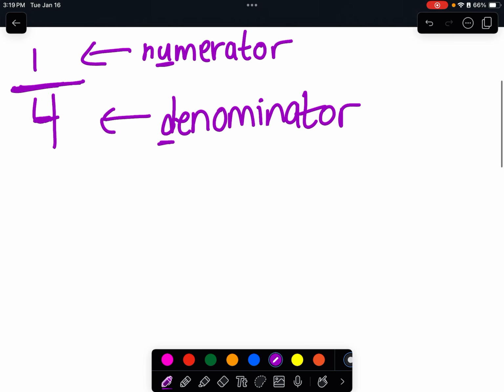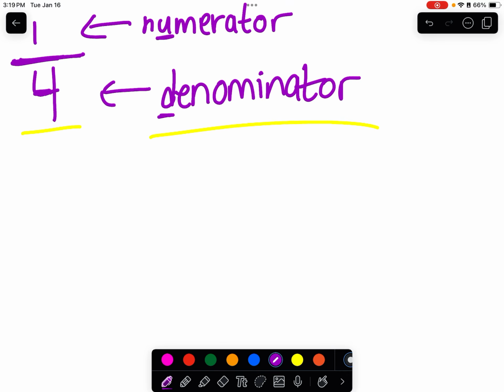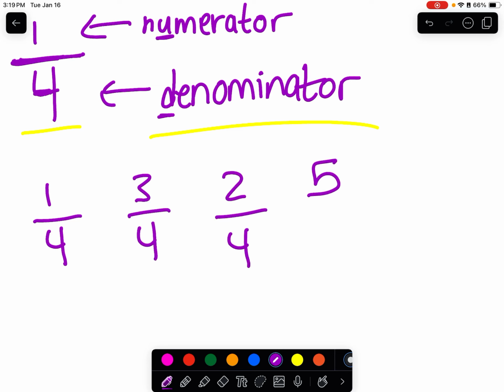So when we have the same or like denominators, that means that the number downstairs is going to be the same. So let me give you some examples of like denominators. 1/4, 3/4, 2/4, 5/4. Now, what do you notice about 5/4?